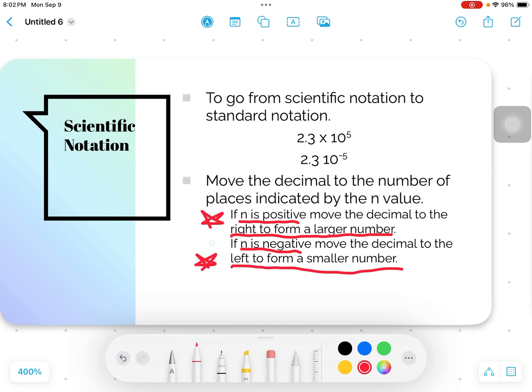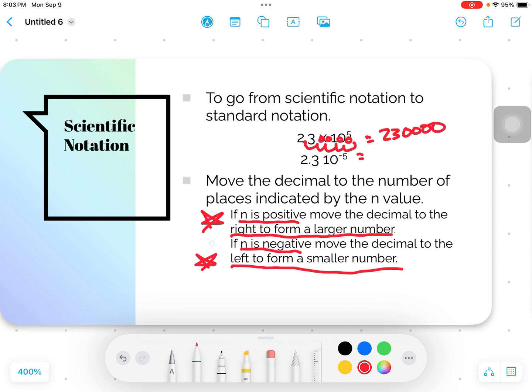Again, I would star, highlight, whatever you've got to do to make sure you go back over that. This can be easily confused. So like it says, if it is positive, just like our first example here, you're going to move the decimal to the right to form a larger number. So I'm going to take my decimal here, and I'm going to jump 5 times to the right. 1, 2, 3, 4, 5. Every empty space gets a 0. That means my answer is 230,000.